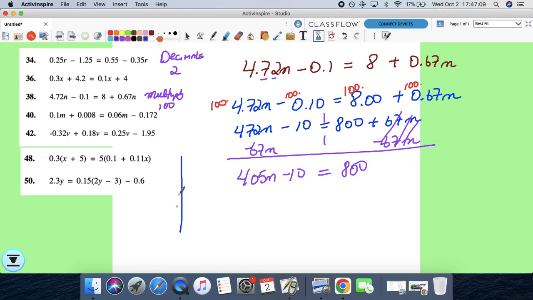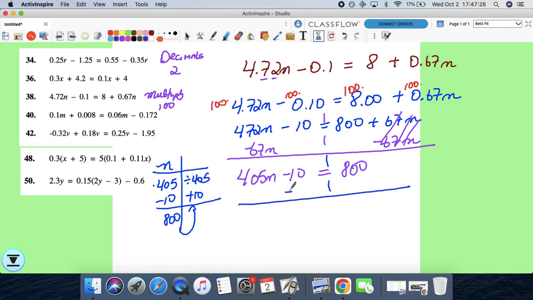We can do that little guide that we do. The variable n is being multiplied by 405. Subtract 10 gives me 800. The inverse operation of minus 10 is plus 10, and the inverse of multiply by 405 is divide by 405. Plus 10, plus 10. These two go away. 800 plus 10 is 810, and this is 405n. Divide both sides by 405. 405 divided by 405 is just n. 810 divided by 405 is 1. So my answer is 1.